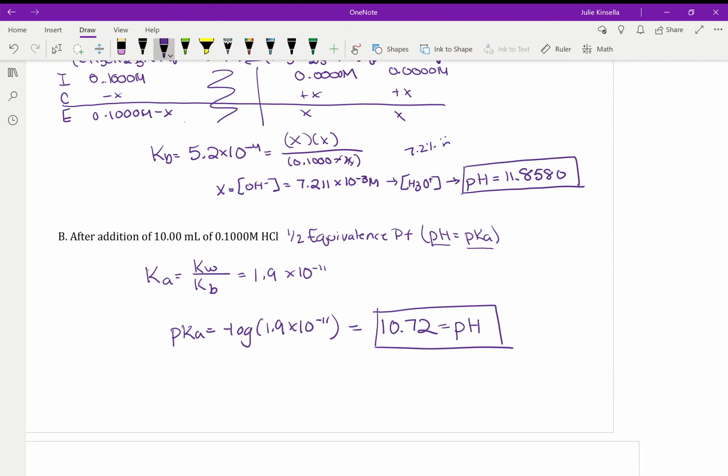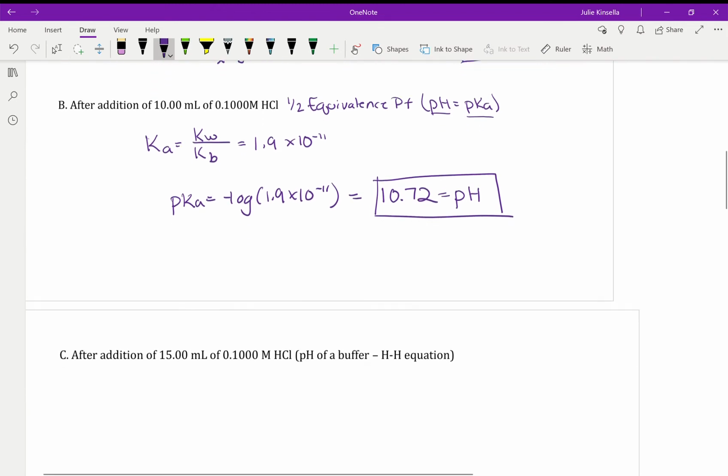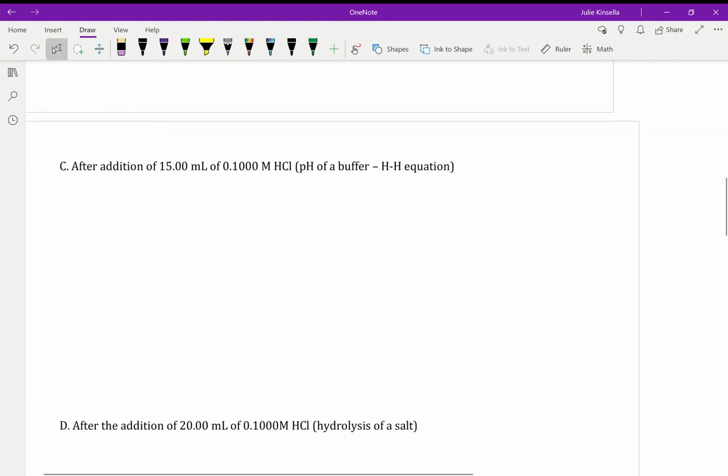So we have to find Ka first. So one extra step compared to the weak acid with a strong base titration. All right, as we keep moving along, here we have 15 milliliters of a 0.1 molar HCl that's been added at that point in the titration.